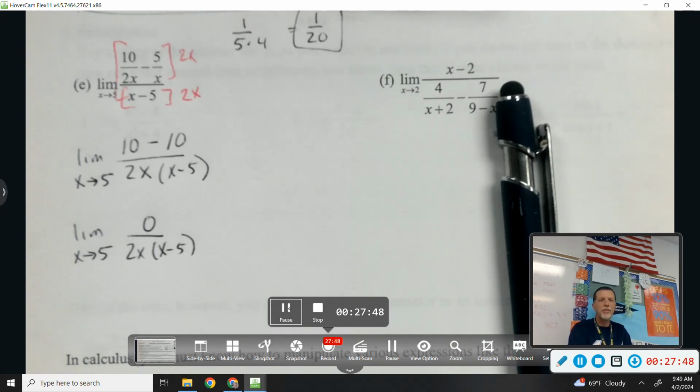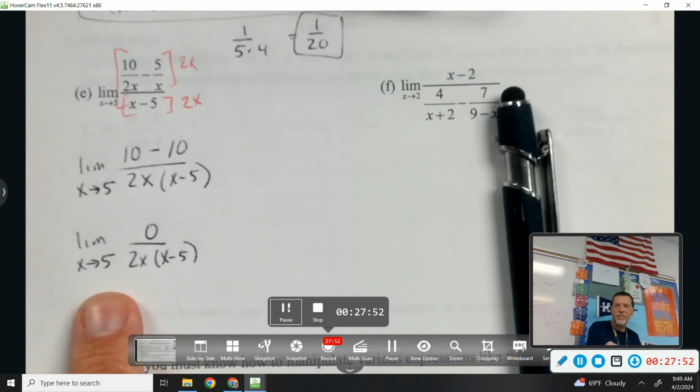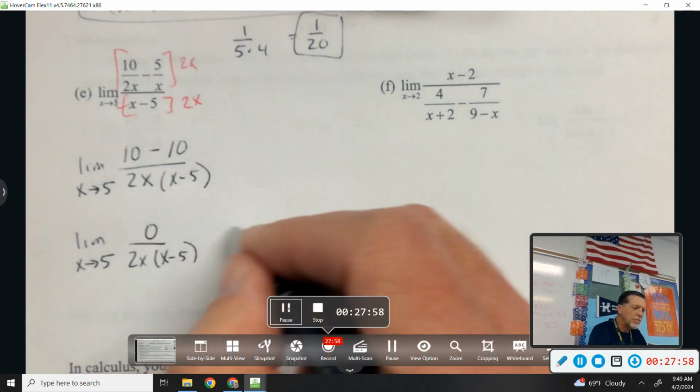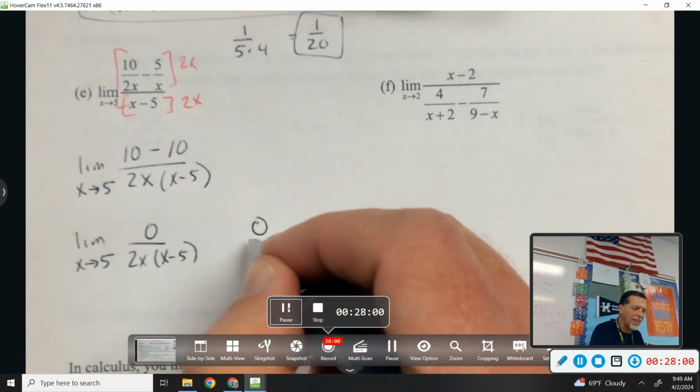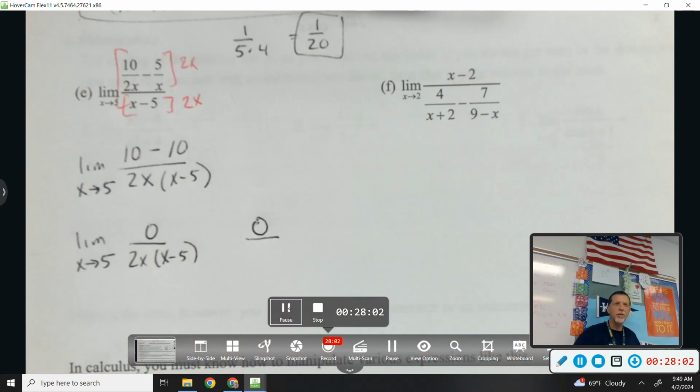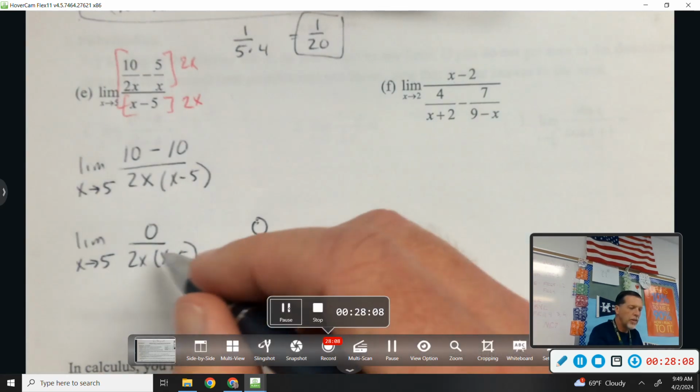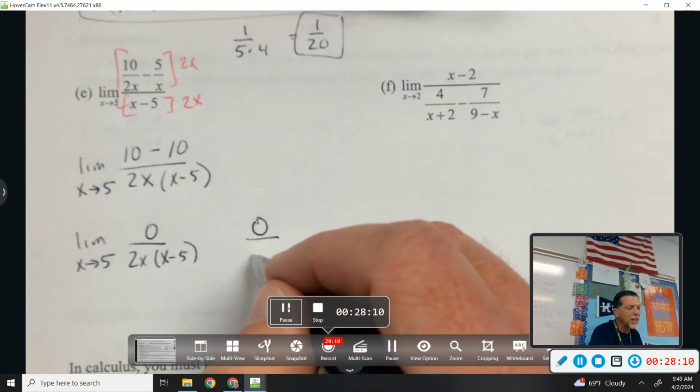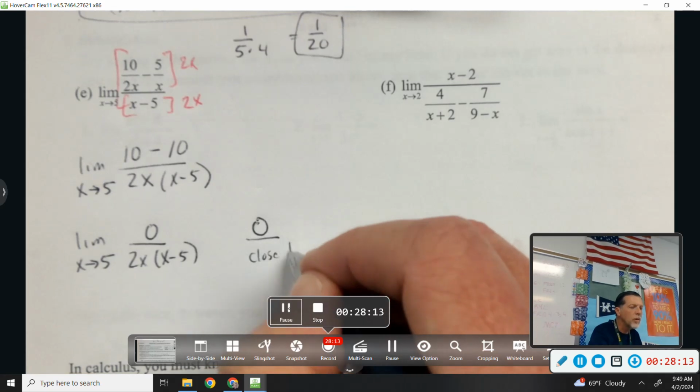This is tricky. This is x approaches 5. It's getting really close to 5. But this top number is like a firm 0. That's not like close to 0 or almost 0 or a little bit more than 0. That is like a hard 0. That is a definite 0. This bottom number is like getting close to 0, like really close to 0.